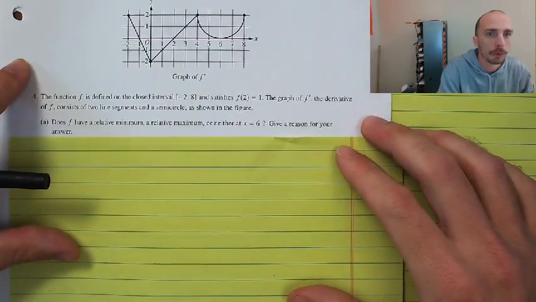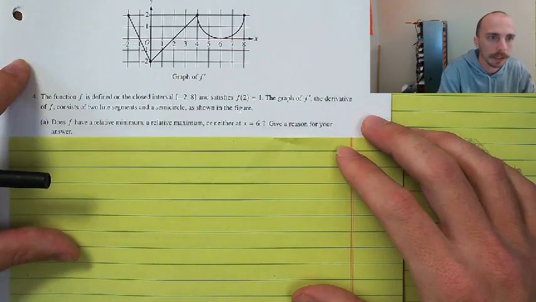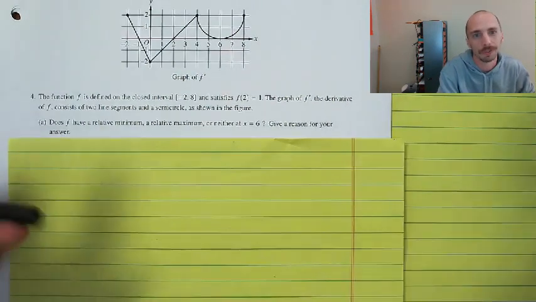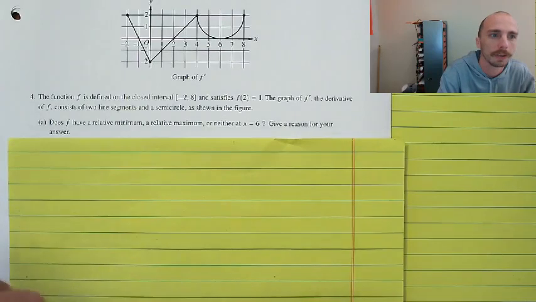So this is the graph of f prime. It consists of 2 line segments and a semicircle, and it's one of those upside-down semicircles, which is a little harder on the geometry front, but I think it's going to be all right. At x equals 6, does f have a maximum, a minimum, or neither?